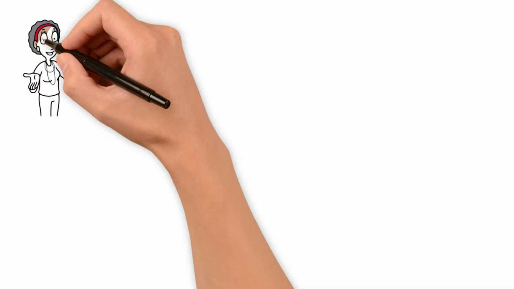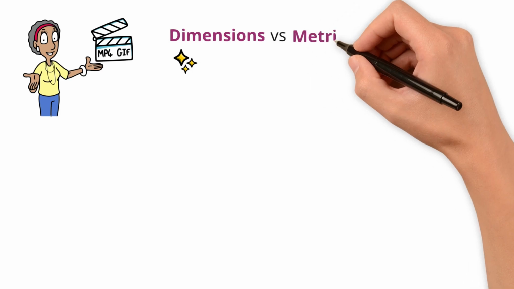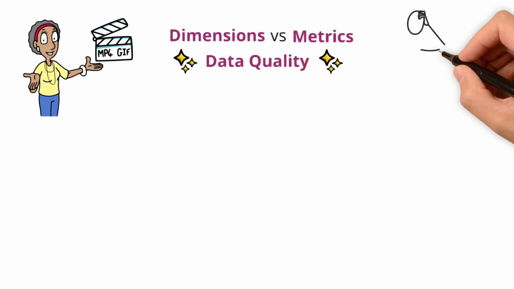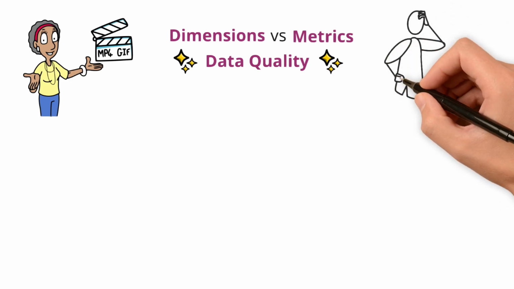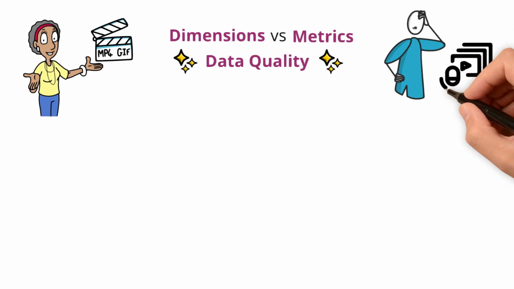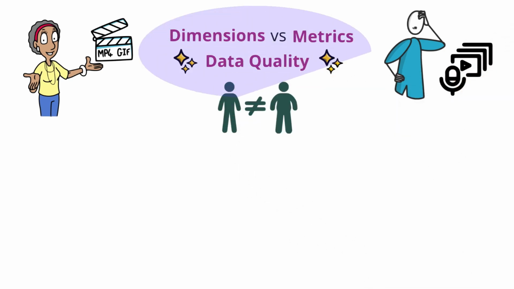Hey everyone, welcome back. In today's video, we are going to discuss an interesting concept, the difference between dimensions and metrics in data quality. People often mix up data quality dimensions and data quality metrics, but they're actually quite different. In today's episode, we'll dive into what sets them apart and break it all down for you.